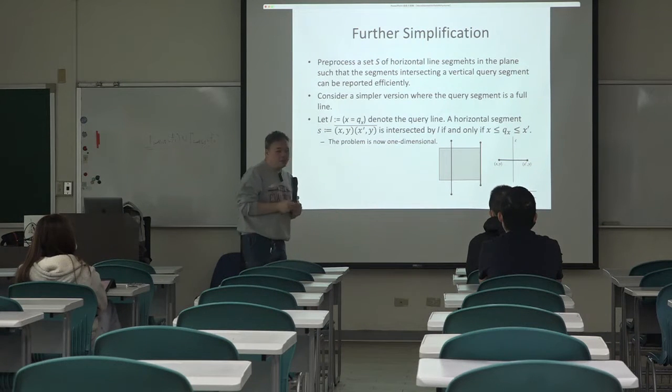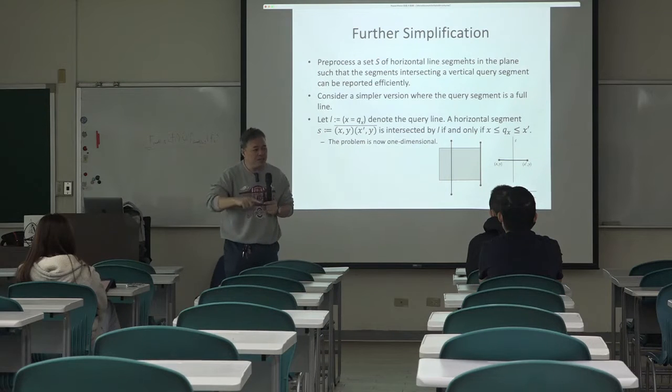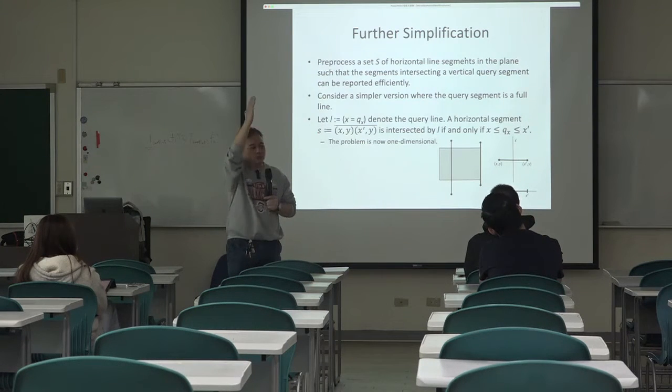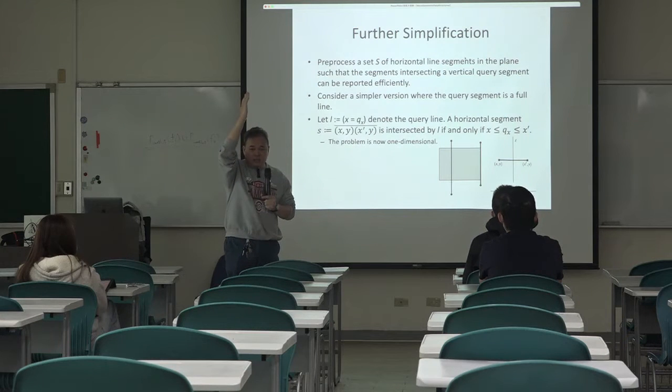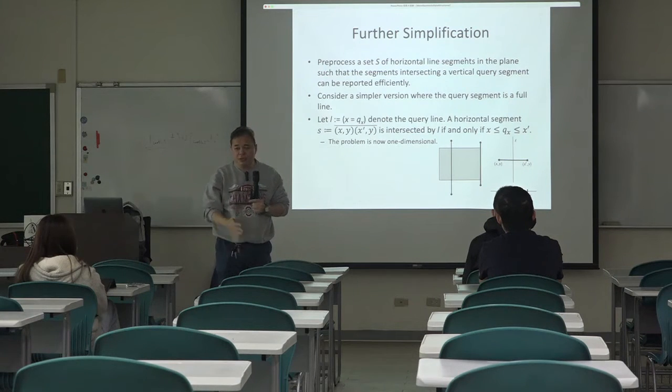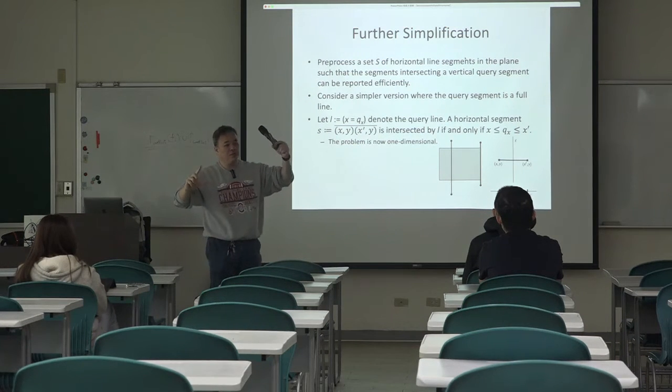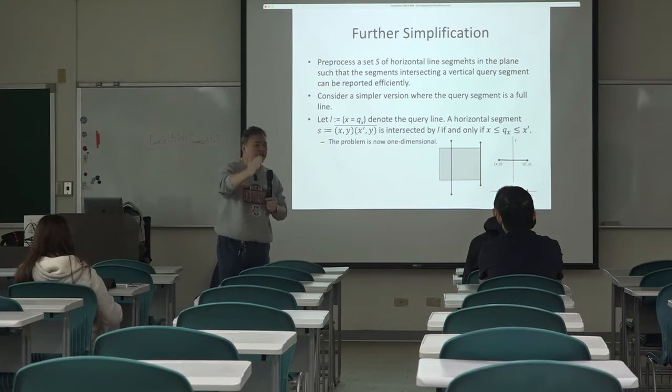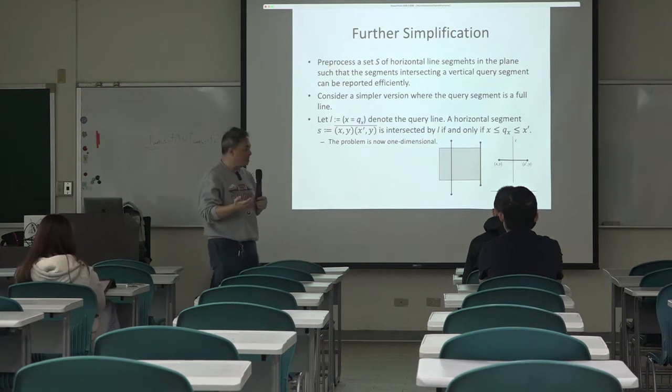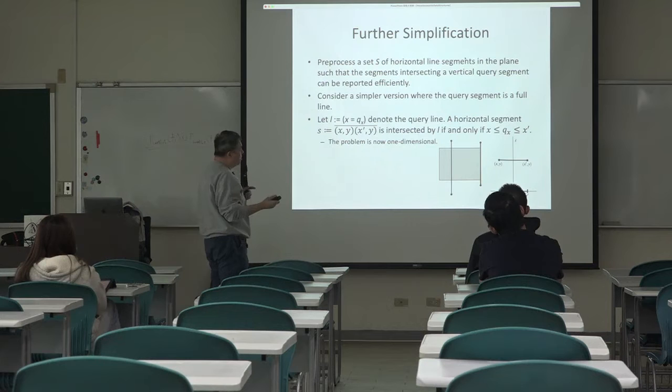Second, instead of using a window for the query, we now use a vertical line to query, an infinite vertical line. This again is a simplification, because the original is a window. Now we use a straight vertical line. This is obviously easier than the one that we deal with.